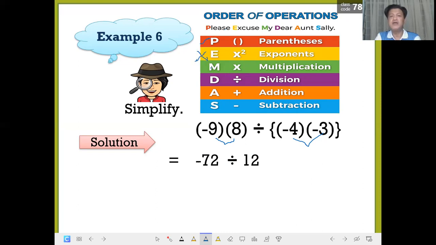Exponent, wala naman siya exponent. Multiply. Okay, so tapos na tayo, di ba? May parenthesis doon sa loob. Okay, and then divide. Okay, next natin gagawin, divide na siya. What is negative 72 divided by 12? Okay, take note, this is different sign. Ano yung quotient sign natin dyan is always negative. And what is negative 72 divided by 12? That is equal to negative 6 kasi magkaiba po sila ng sign. Okay, so always remember, use the PEMDAS and the sign rule.